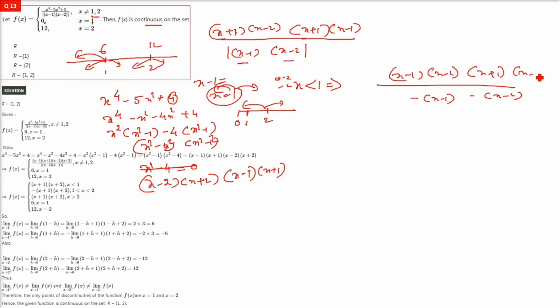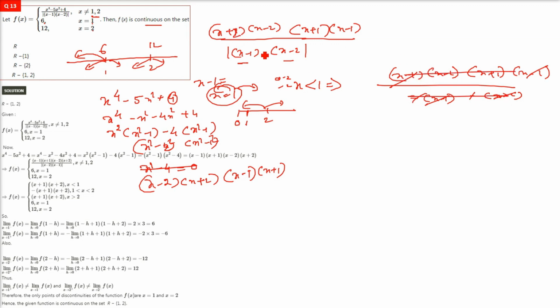x plus 2, x minus 2, x plus 1, x minus 1 and x plus 2, x minus 2. Now you can cancel these two. The only thing that will remain is x plus 1 and x plus 2 when x is less than 1. This is for x less than 1.